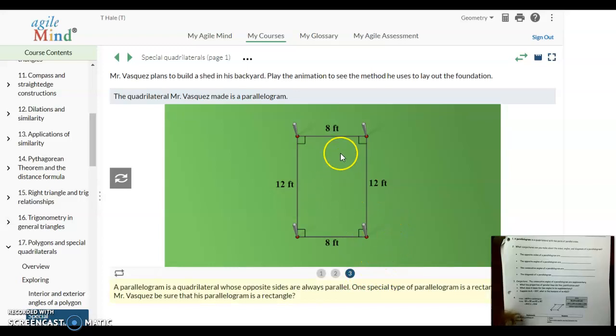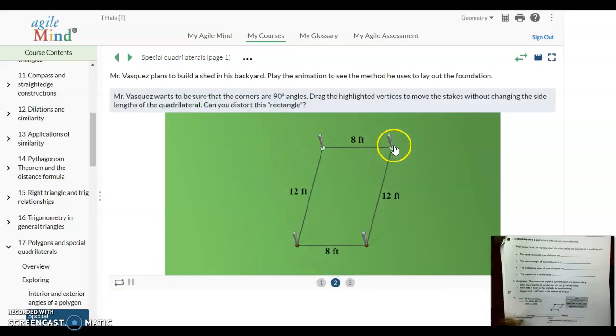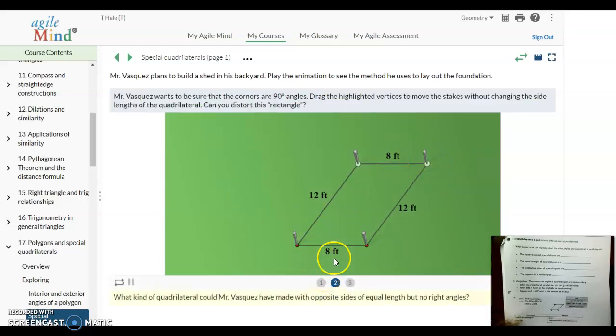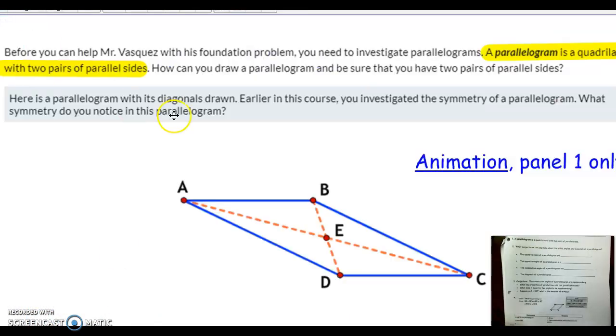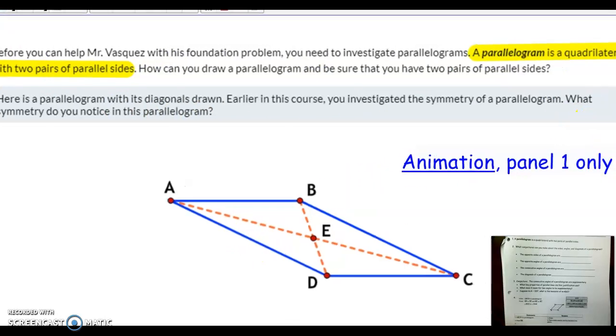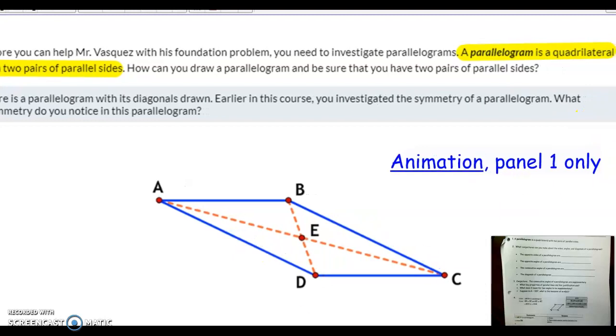And so what Mr. Vasquez definitely made is called a parallelogram. So even if I distort this figure, the opposite sides are parallel to each other, and so that is called a parallelogram. We'll learn later this topic how he can make sure that it's a rectangle. But for now, he can only be satisfied with the fact that he has made a parallelogram. So by definition, a parallelogram is a quadrilateral with 2 pairs of parallel sides.